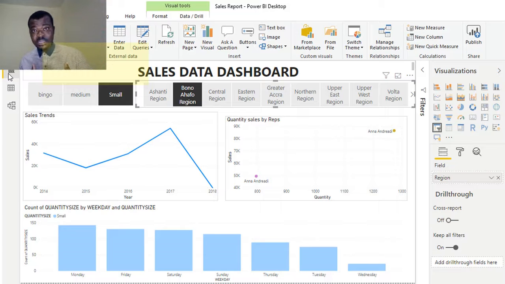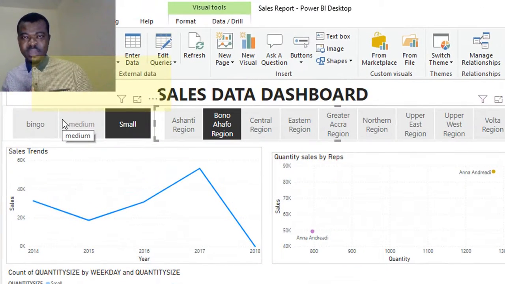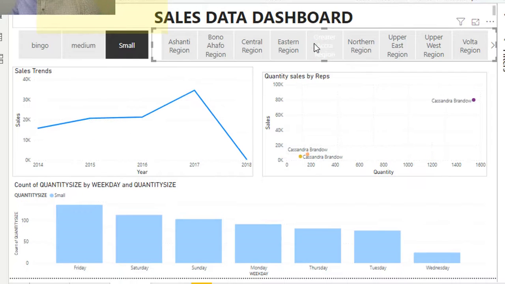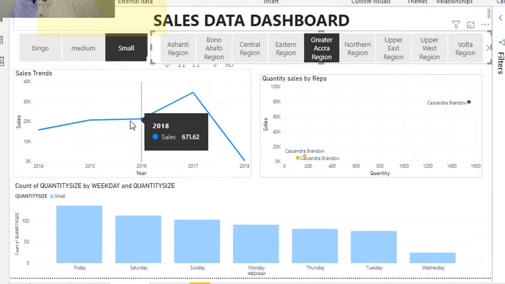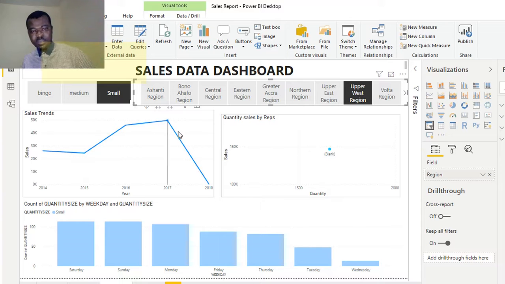The dashboard does three main things. It analyzes the data over a 5-year period based on the years, the trend we have per the regional representative, what quantity of sales they are making, and also which day we are making our best or lowest sales. If you carefully look at the top here, if I click on this region, Greater Accra, you can see that the trend goes up and it goes down. If I click on Upper West region, it goes up and it goes down.